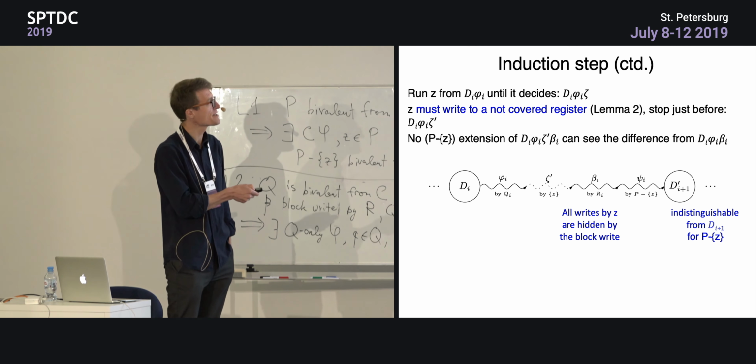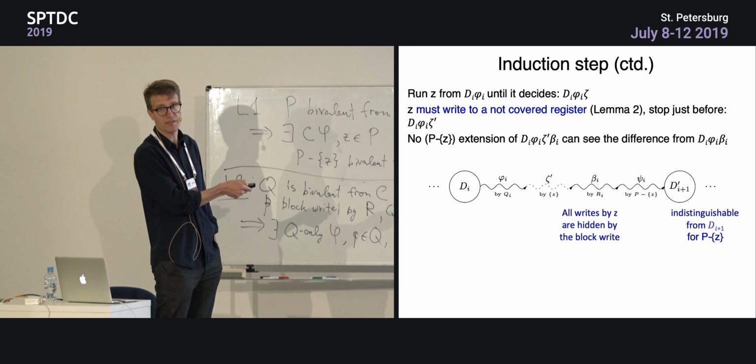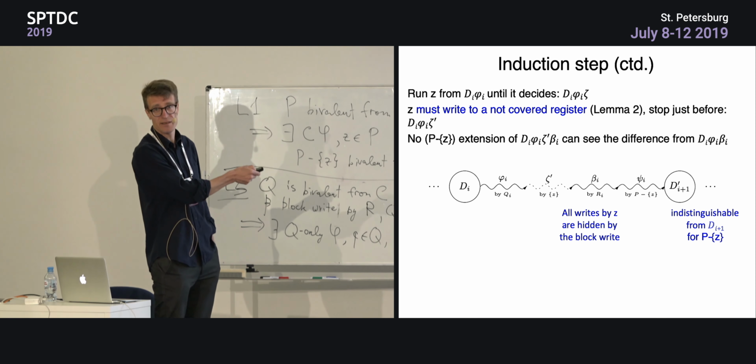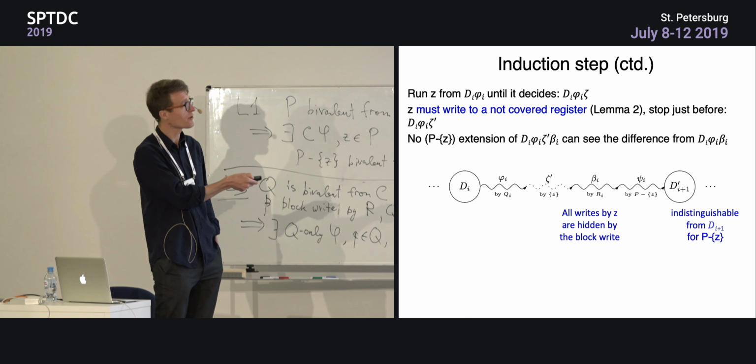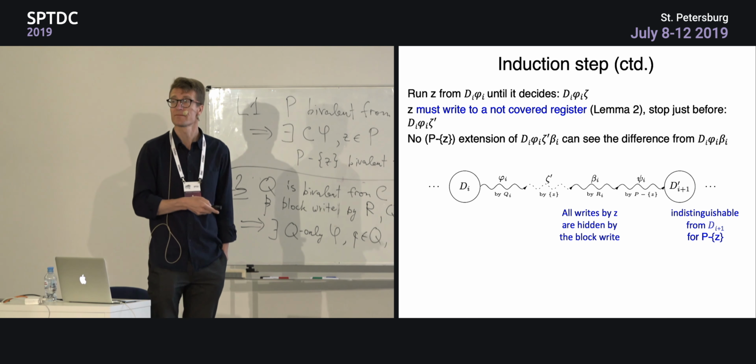And then I run as I ran before, because this guy didn't write to anything outside of S, which means that I can cover anything with this block write. I can extend it with Psi and reach DI plus 1 prime, because it's a different configuration. The difference between DI plus 1 and DI plus 1 prime is that here Z made some steps. So there is some difference, but nobody sees it except for Z, because all writes which Z performed are hidden, are covered.